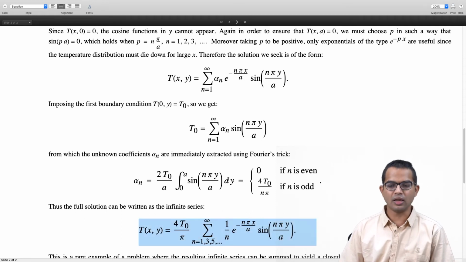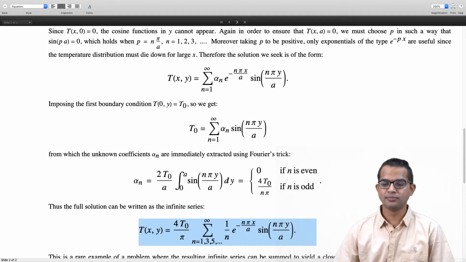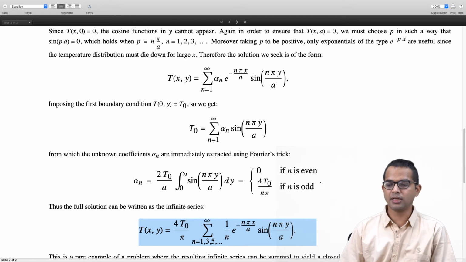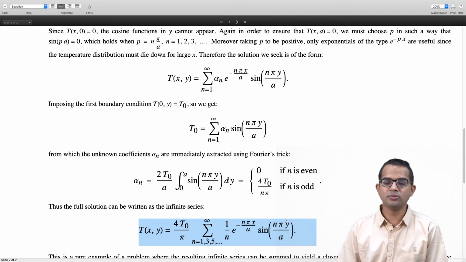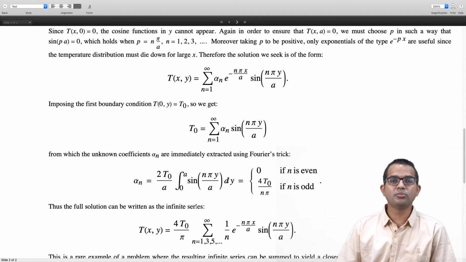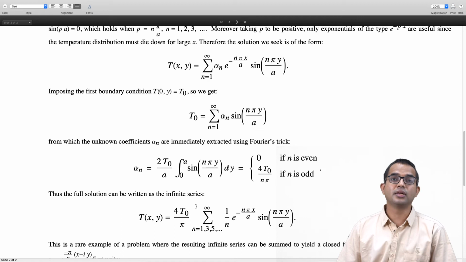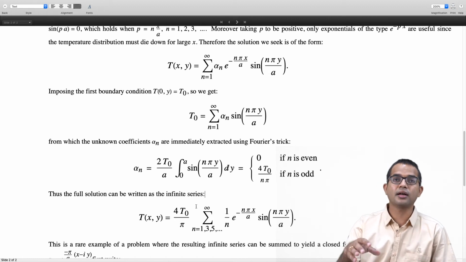Now we have the full answer: T of x comma y is equal to 4 T naught divided by pi, summation over only odd values of n, 1 over n e to the minus n pi x by a sine of n pi y by a. It's a fairly straightforward problem, and there is this infinite series solution. What makes this problem particularly interesting is that in fact there is a closed form expression available, right? There is a very nice final answer which we can write down if we do a little more work, and that in fact connects back to our study of complex variables.